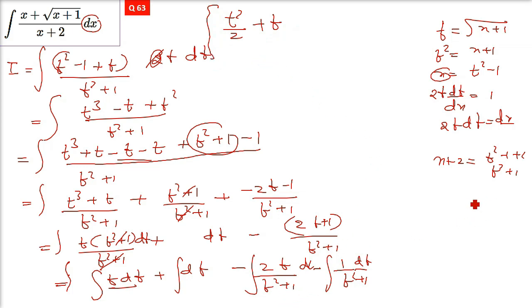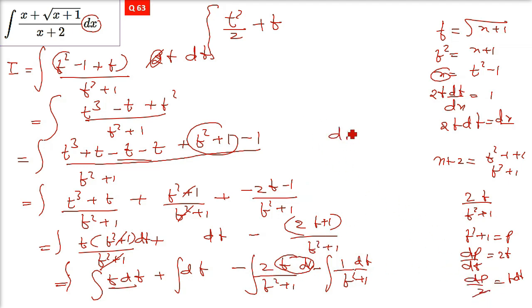How about this 2t/(t² + 1)? So when we write t² + 1 equals some p, dp/dt will be 2t. This dp/2 will be t dt. So this t dt you can write as dp/2, and already 2 is there. One more t, 2 was there. I will use it in the later part, as I indicated to you earlier. So this 2 gets cancelled in this part. So dp/p, if you integrate it, will be log modulus of p. p was taken as t² + 1. Log (t² + 1).